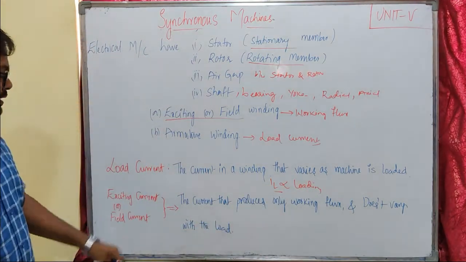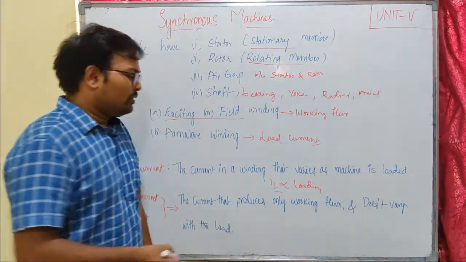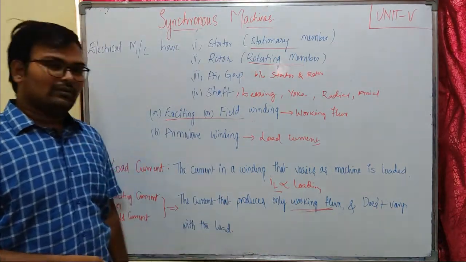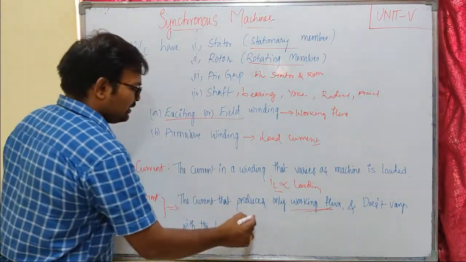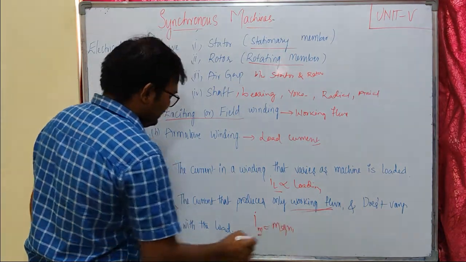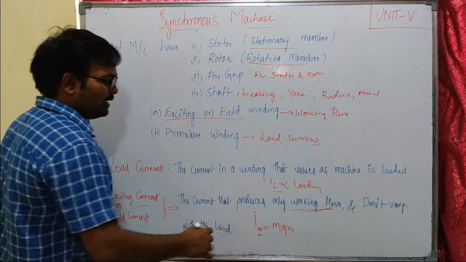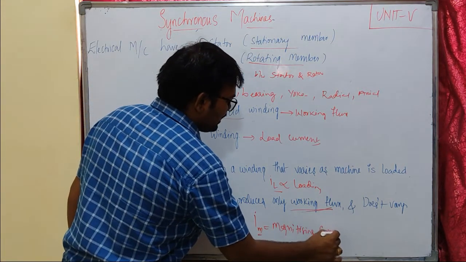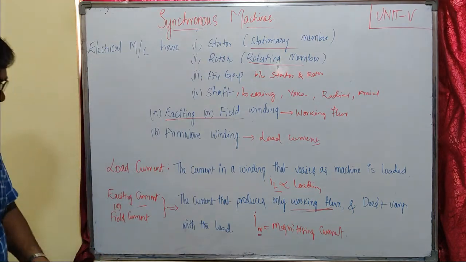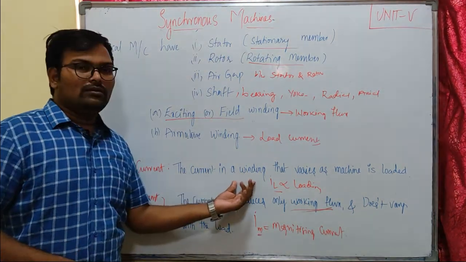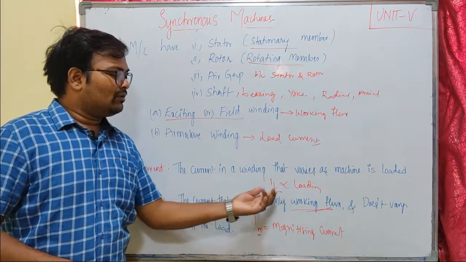So then what is exciting current here? The current that produces working flux in the machine. This produces only working flux and it doesn't vary with the load. We denote it as IM, the magnetizing current or working current. It can also be called exciting current, field current or magnetizing current. This magnetizing current only produces our working flux in the machine. It won't change with respect to load on the machine, but our load current will change with respect to load on the machine. As the load increases, our load current will increase.